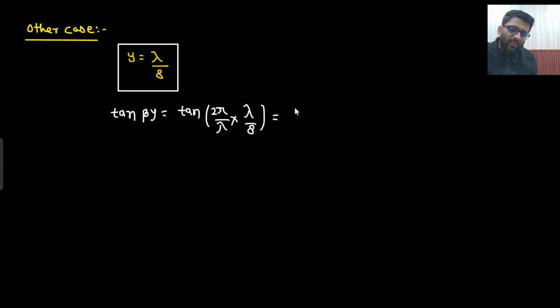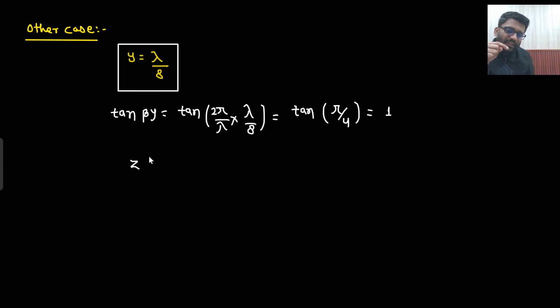Just see the analysis. Again, I need to write down ZY only. What is the value of y? Lambda by 8. So what will be the value of tan beta y? Tan beta y will be 2 pi by lambda into lambda by 8, so that will be pi by 4. And the value of tan pi by 4 you are getting is 1.